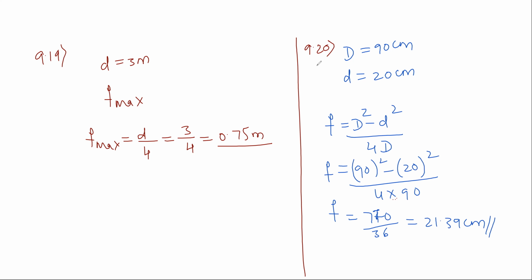So it is simple, but you try to understand which formula, try to guess which formula is useful. Capital D value is given, small d value is given, F is equal to D square minus small d square divided by 4D. Using this, the focal length F we got is 21.39. So next we shall move to the next problem.